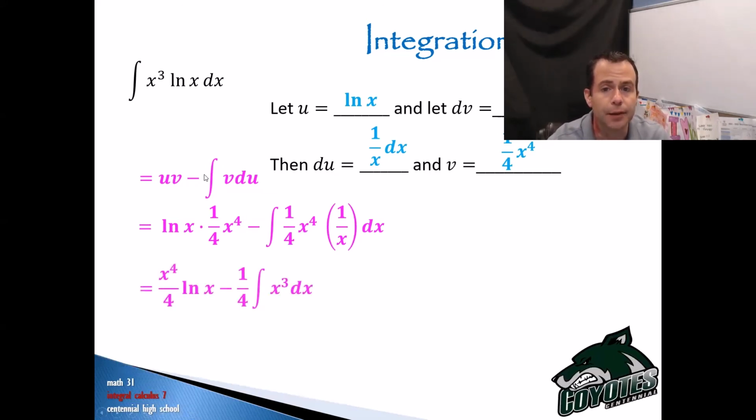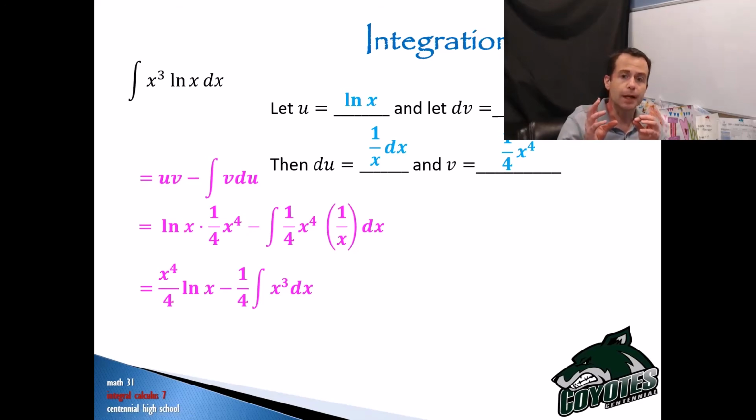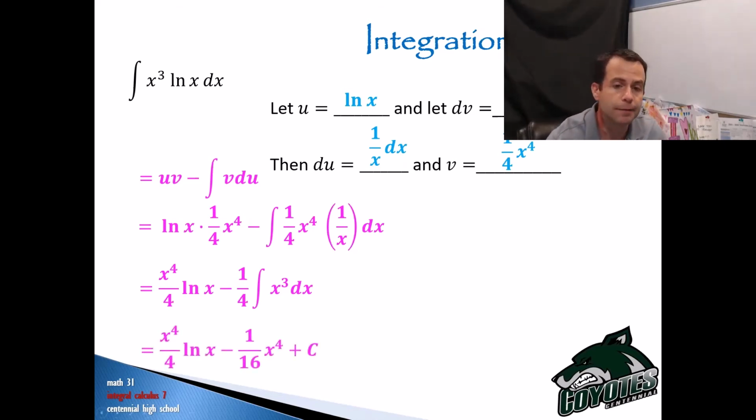Okay, and then the other thing I did here is I just took my x to the 4/4 and brought it to the front. Okay, and then I took my 1/4 and brought that out to the front of the integration as well. The integration of x cubed, well, the 3 will become a 4, so that's going to be 1 over 4 x to the 4. And then I've got that negative 1 over 4 in front. So negative 1 over 4 times 1 over 4 is going to give me negative 1 over 16. So I'm left right now with x to the 4 over 4 ln x minus 1 over 16 x to the 4 plus c. That is the integration.